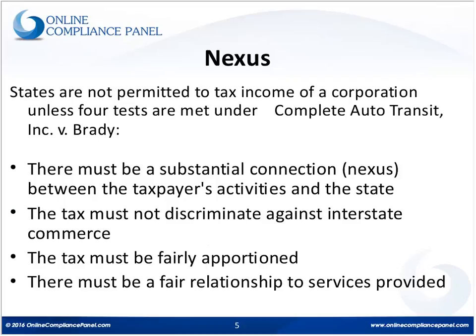Now, states are not permitted to tax the income of a corporation unless 4 tests are met under Complete Auto Transit, Incorporated versus Brady. This is an old case, but it had to do with interstate commerce. First of all, there must be a substantial connection or nexus between the taxpayer, that's the corporation, the taxpayer's activities, and the state. The tax must not discriminate against interstate commerce. It must be fairly apportioned. And there must be a fair relationship to the services provided as the basis for the tax that's being charged there.